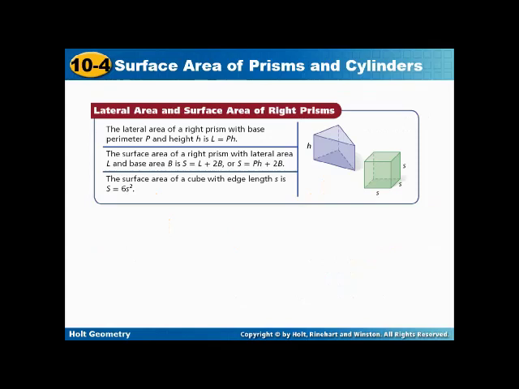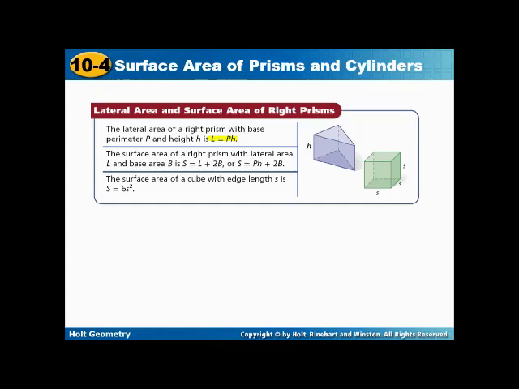In general, if we want to find the lateral area of a right prism with base perimeter P and height H, we will apply this formula. L represents the lateral area, P represents the perimeter of the base, and H represents the height.